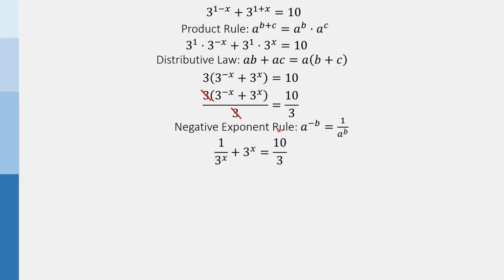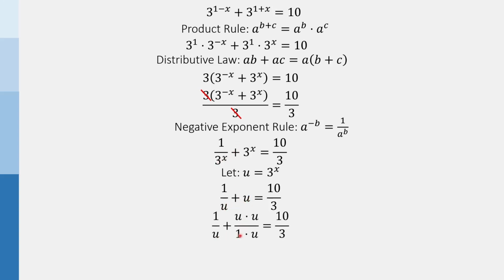After, we're going to apply the negative exponent rule, where we convert this 3 to the power of negative x to the bottom. So we have 1 divided by 3^x. We're going to let u equal 3^x. Then we substitute this u term inside the 3^x, and over here we have 2 u's.